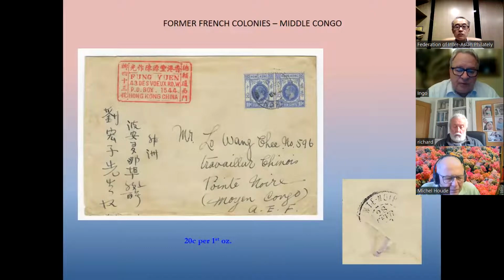Another French colony, or former French colony, was the Middle Congo. Now, the Middle Congo was part of something called French Equatorial Africa. And the bottom line on the address there, AEF, Afrique Equatoriale Française, is the actual country, but they're the provinces or territories of French Equatorial Africa. Most of them issued their own stamps, including an entity called Middle Congo or Moyen Congo. So this counts as a country from my definition of an entity that issued its own stamps.